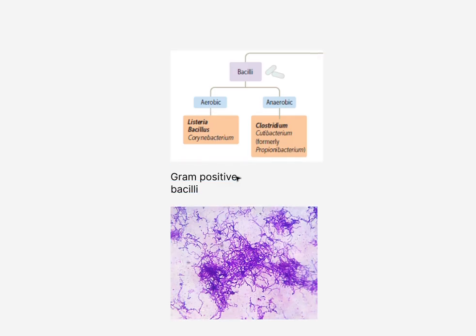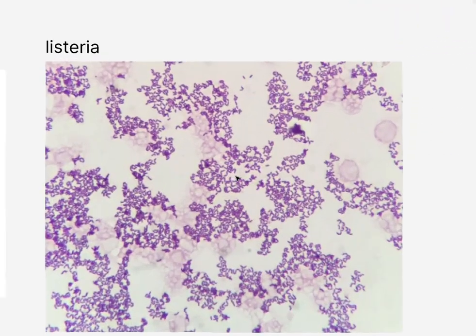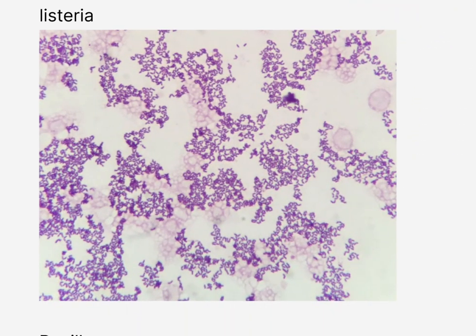Now, I'll go and show you Listeria. This is how Listeria basically looks like. Now, Listeria, basically, I said it's a gram-positive rod. Now, you can see these are all rods. They are bacilli. And they're facultatively intracellular, so they can hide inside cells.